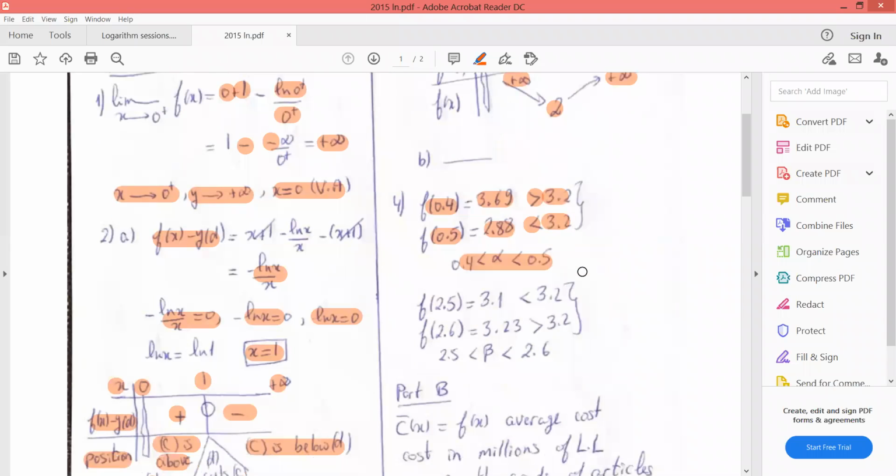The same way for beta. f of 2.5 equals 3.1, which is less than 3.2, and f of 2.6 equals 3.23, greater than 3.2. Then beta is between 2.5 and 2.6.